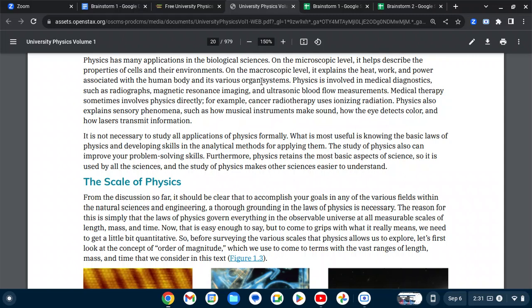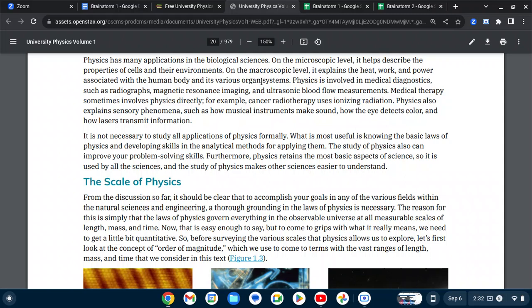It is not necessary to study all applications of physics formally. What is most useful is knowing the basic laws of physics and developing skills in the analytical methods for applying them. The study of physics can also improve your problem-solving skills. Furthermore, physics retains the most basic aspects of science, so it is used by all the sciences, and the study of physics makes other sciences easier to understand. The scale of physics. From the discussion so far, it should be clear that to accomplish your goals in any of the various fields within the natural sciences and engineering, a thorough grounding in the laws of physics is necessary.